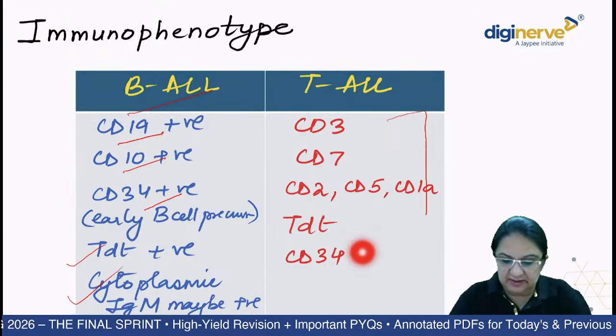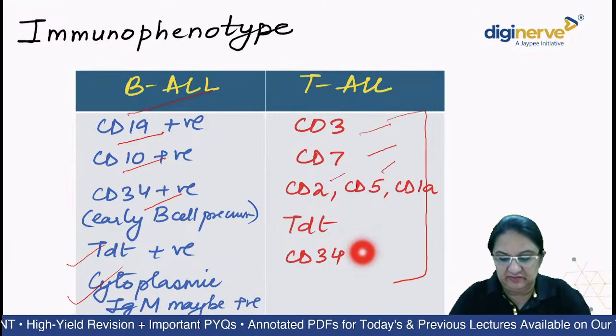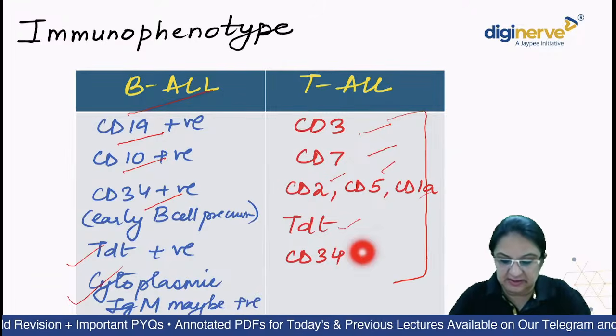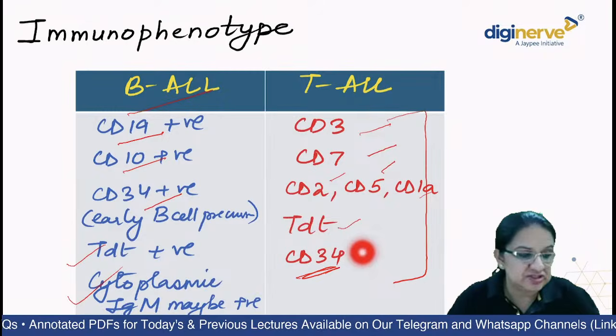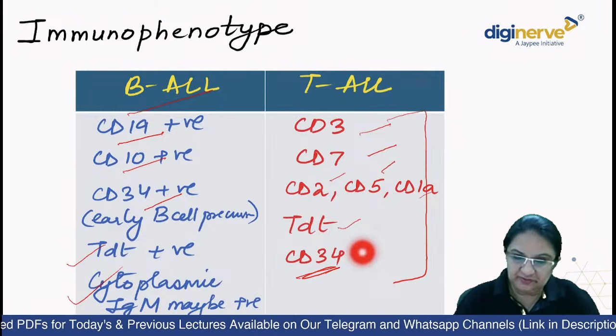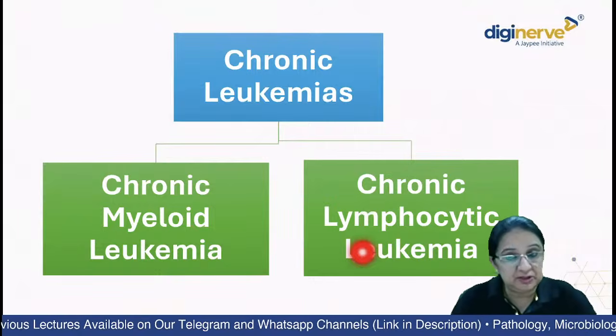T cell ALL, remember the T cell marker. CD3, CD7, CD2, CD5, TdT and CD34 would be the initial progenitor cell, right? So this is the immunophenotype of B cell and T cell ALL. Now, this was all about acute leukemias.